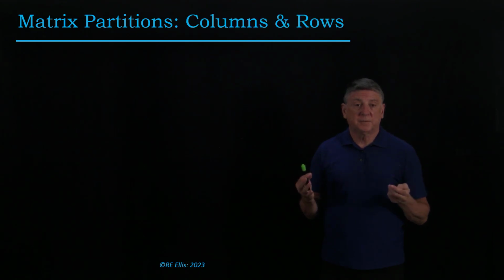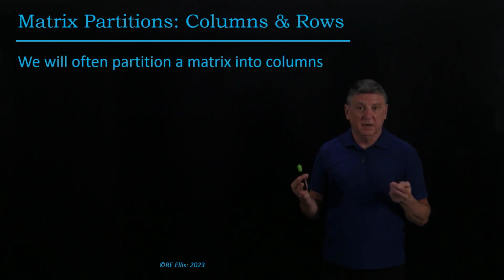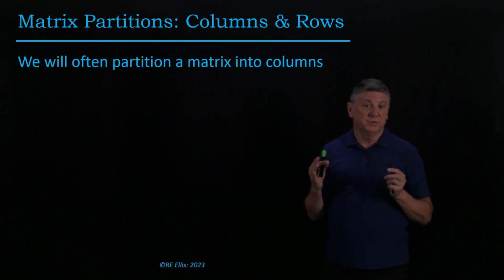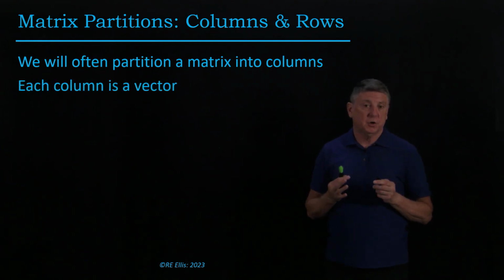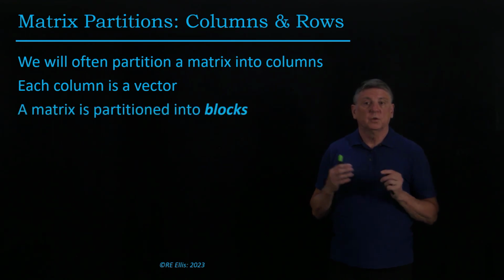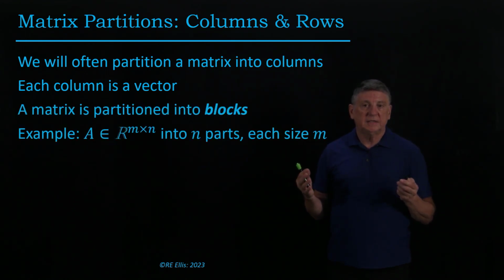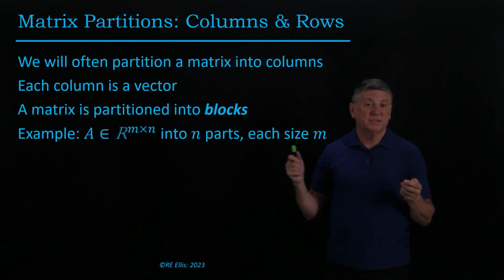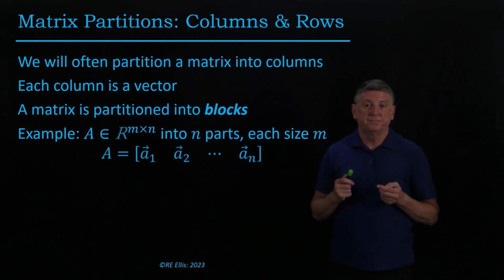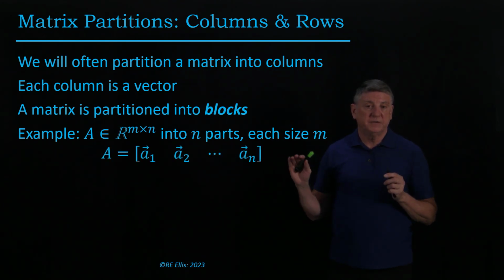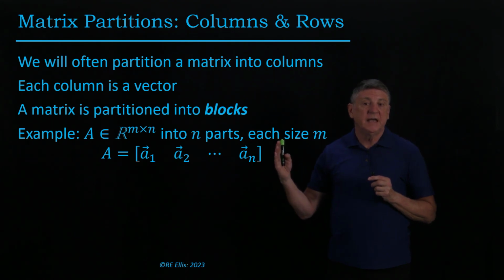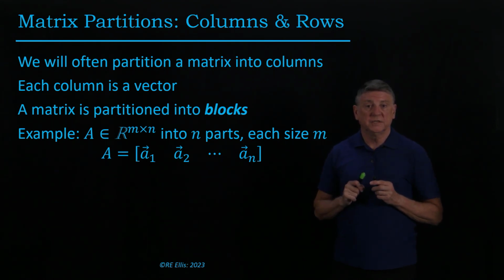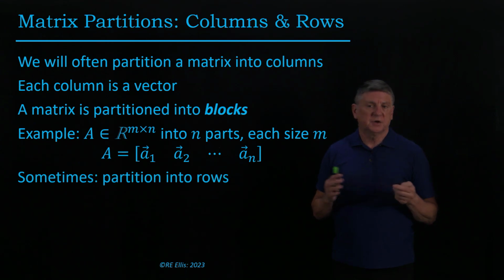So the way that we like to partition matrices here is we'll usually decompose this into columns, and each column will be a vector. So this is a block partition, and for example, if we have a matrix with m rows and n columns, we'll break this into n parts, and each part is of size m. So we can think of the matrix A as being n vectors, and we'll denote these with subscripts. It's also possible to partition them into rows, but we won't do that very often.